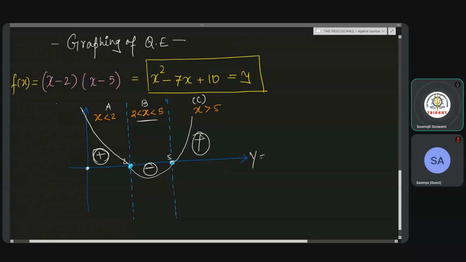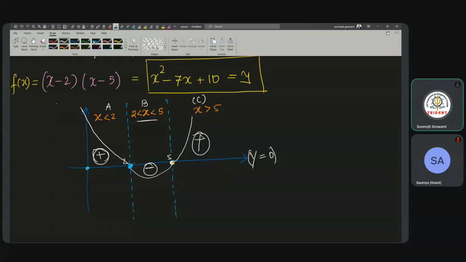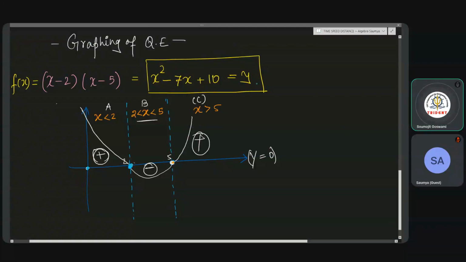So this is the y equals 0 line, or x-axis. A couple of noteworthy points that we should keep in mind. By the very virtue of this equation, 1x square minus 7x plus 10, we know just by looking at it, it will be an upward facing graph. If I'm allowed to use fancy words, an upward facing parabola.